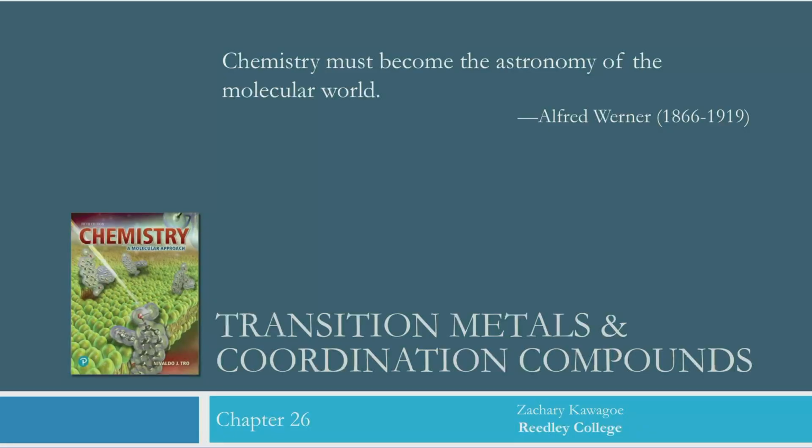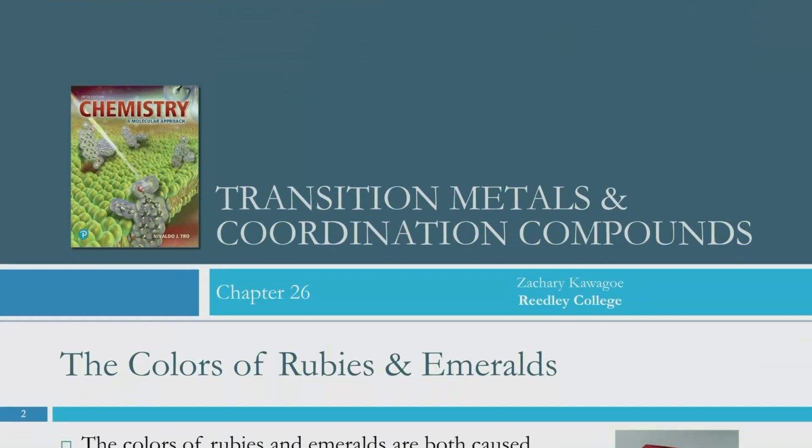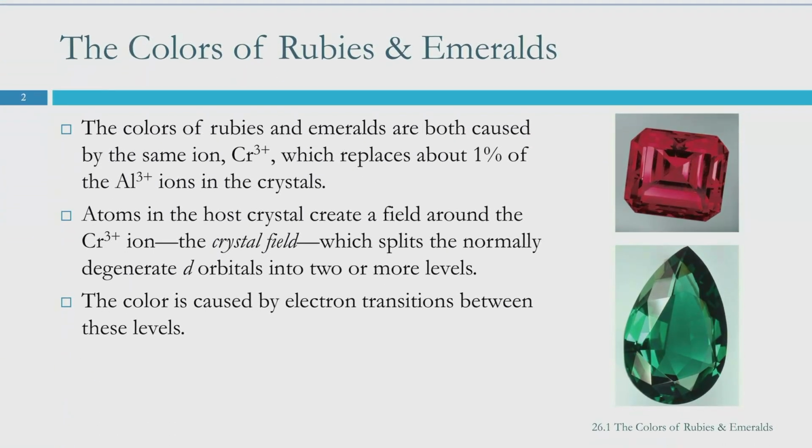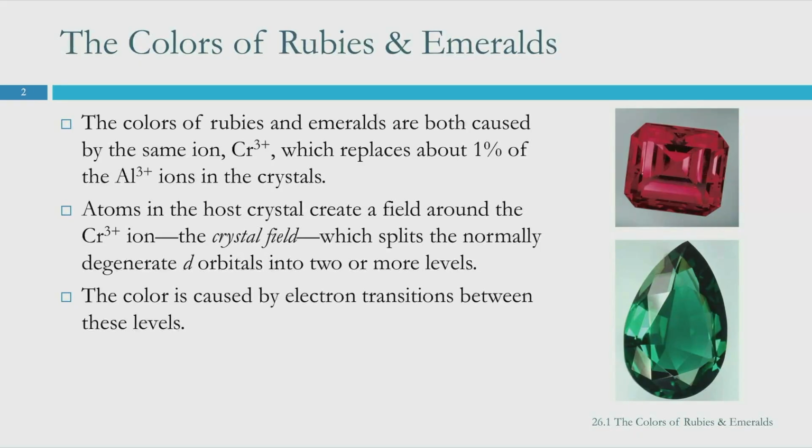A lot of this is just new terms to memorize and possibly annoying or fun, depending on how you view it, nomenclature stuff, so naming conventions. The applications of what we're learning about today can be seen in things like rubies, which are red, and emeralds, which are generally green. Those are both caused by the same ion, chromium 3+. It replaces about 1% of the aluminum ions in the crystals.